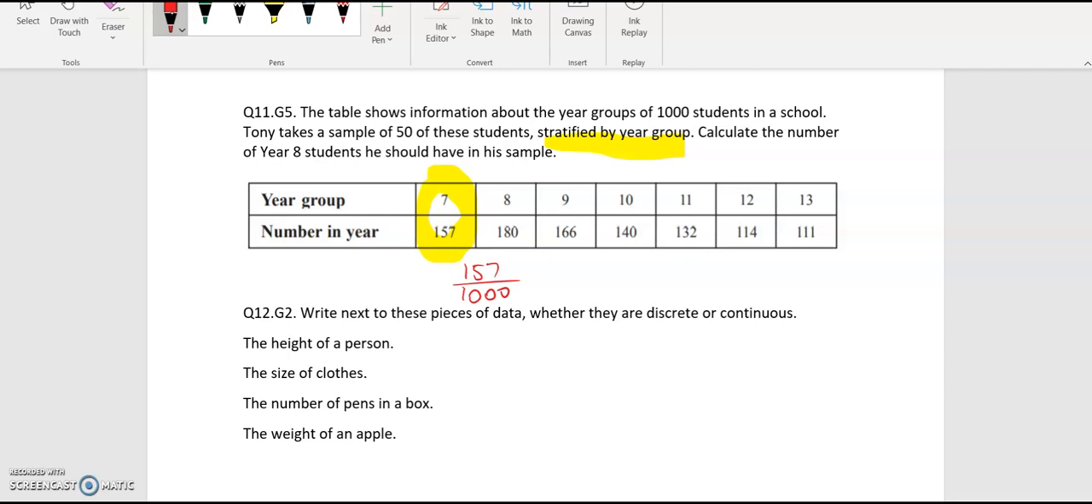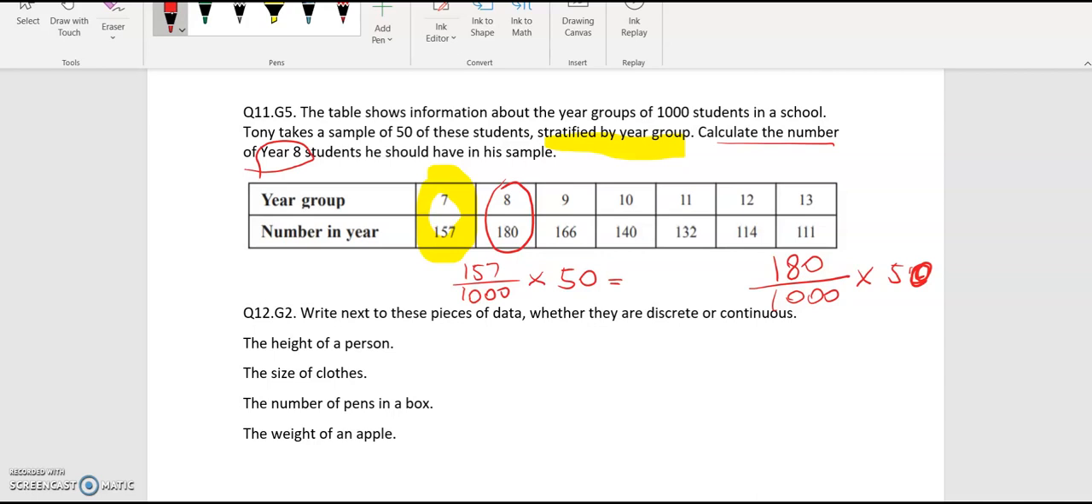And we'll use this to multiply by 50. So you get the same fraction of 50 this time around. So this is one way. But there are other ways as well. Now the question is to calculate the number of year 8 students. So we're looking at year 8. So it's 180 out of 1,000. So we could have it as a fraction in there and then just multiply it by 50. Or we could convert it into a decimal first and multiply it by 50. Either way is perfectly fine.